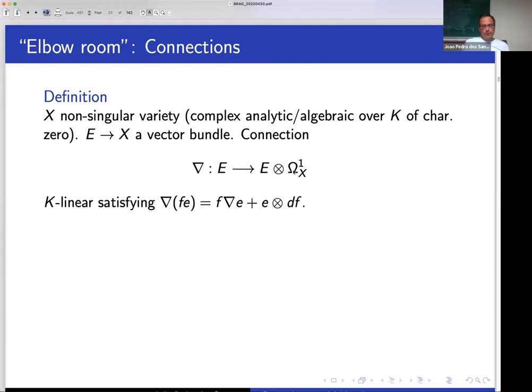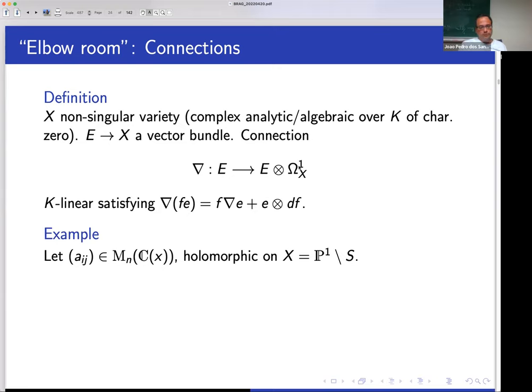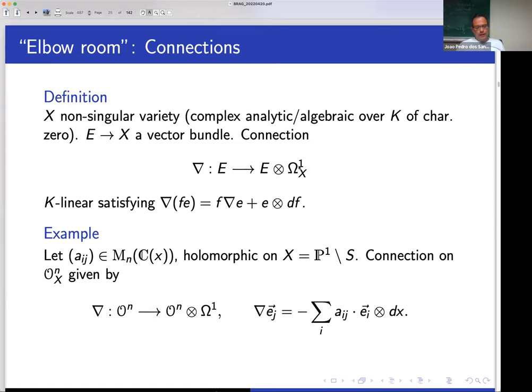Okay, so it means that if you contract this with the differentials on the right-hand side, then you get the real derivations of sections of E. So very concretely, I get my theory back. I'm not just making up generality. I get my theory back if I take a matrix with coefficients in C(X), the rational functions, and I produce a connection on the trivial bundle, okay? Using this matrix, the connection is given by this rule here. So I just use the matrix to tell you what to do with the global sections, and I extend everything by Leibniz rule.